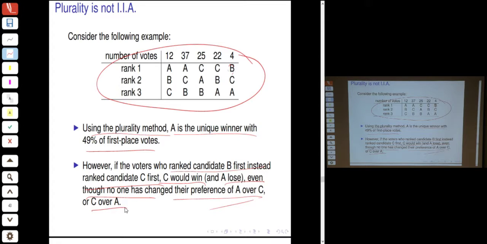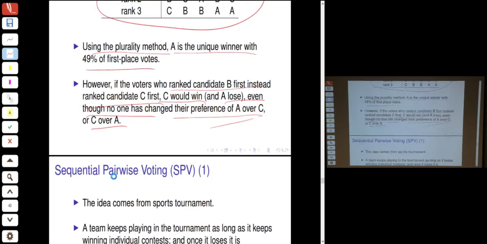Okay. So in the pairwise head to head matchup of A and C, nothing is being changed. What is being changed is the relative order of B and C, but still the final outcome of the winner is being changed. And A is losing and C becomes the winner. So this example tells you that plurality is not IIA. It turns out that it is a pretty tricky condition to meet, because plurality, which is one of the most natural voting methods when there are more than 2 candidates, does not satisfy IIA.